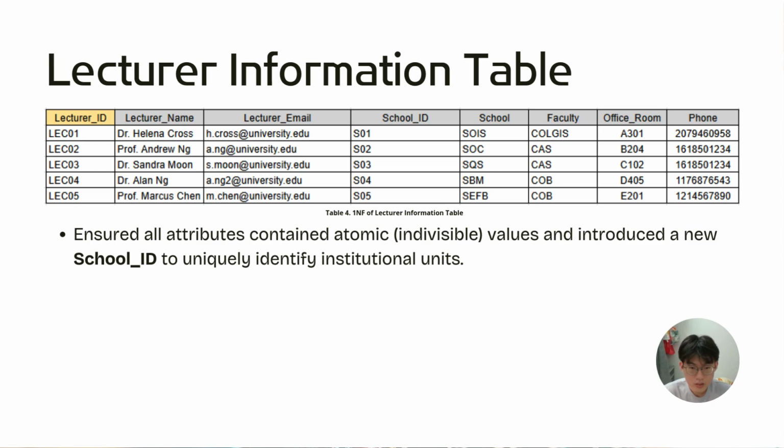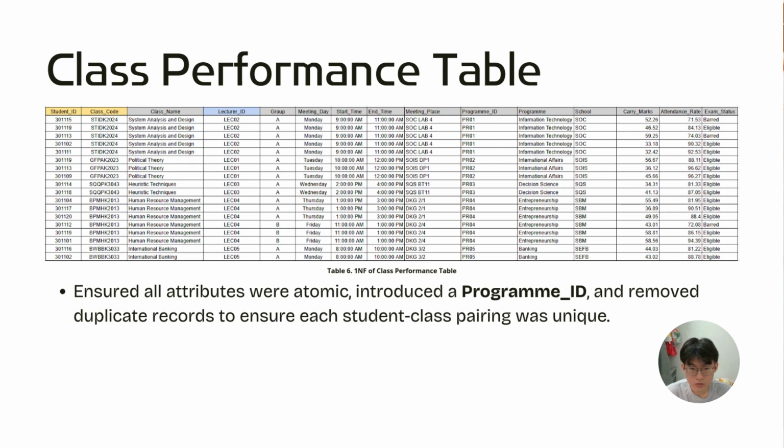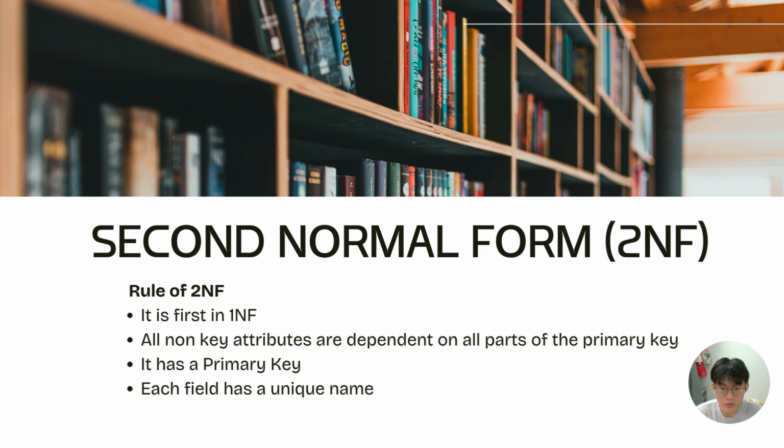To convert the lecture information table from unnormalized form to the first normalized form, we introduce a new unit called school ID to uniquely identify institution unit. And for the student information table, we maintain the atomic attribute and we introduce a semester attribute to uniquely identify each enrollment period. And for the class performance table, we introduce a program ID and remove the duplicate record to ensure each student-class pairing is unique. And the table will continue to become a second normal form.